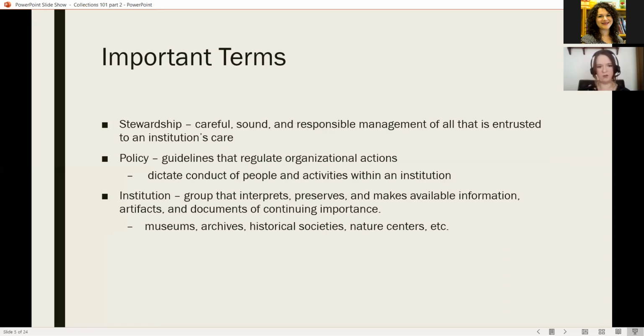And then we have the idea of stewardship, which is sound and responsible management of everything entrusted to the institution. Policy, which is our guidelines and how we interact and our responsibilities to the people. And that an institution is just the group that you are a part of, museum, archive, historical society, whatever it may be, that works to preserve and interpret and make available the artifacts and documents that you all keep safe.